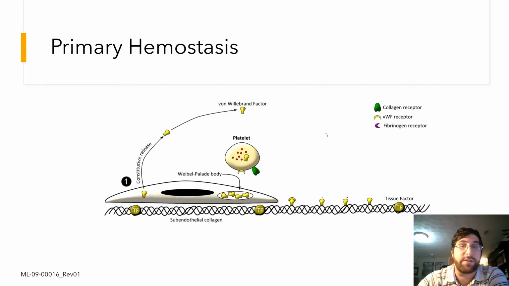When the vasculature is injured, for example, cutting yourself with a knife while washing the dishes, subendothelial collagen and tissue factor are exposed to the blood. The exposed collagen is very important for hemostasis and blood clot formation in primary hemostasis.